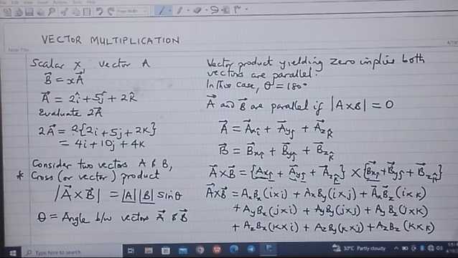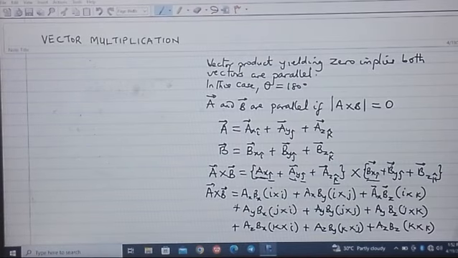So we have used every term here to multiply every term here. Let's now proceed to see which ones we are to eliminate and which ones we are to leave, and know how to get the final product, the final expression for the cross product of two or more vectors.